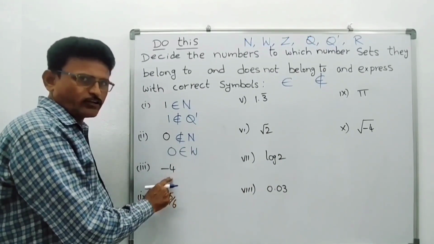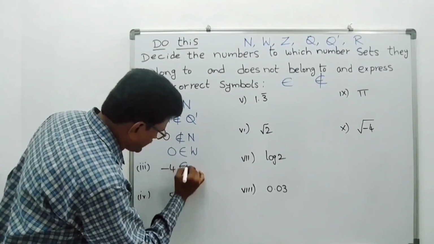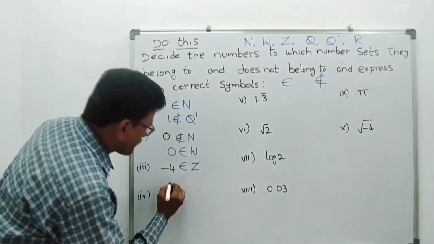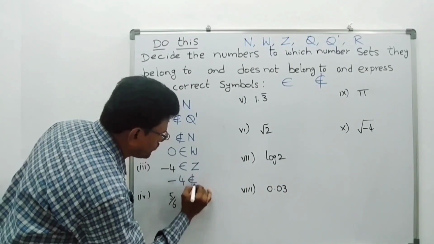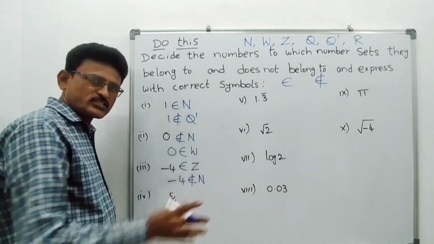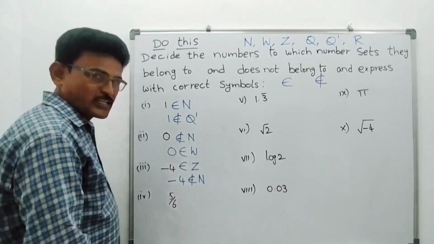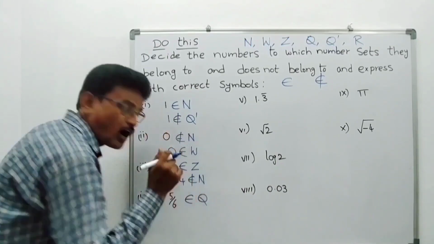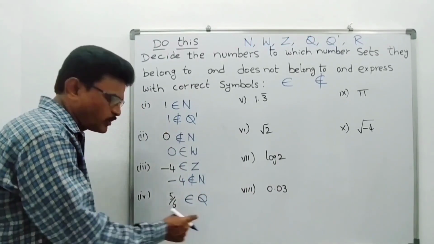Minus 4. This is a negative number. This one belongs to Z, or you can write Q. Minus 4 does not belong to the natural number list. Minus 4 is not there in the natural number list. Now 5 by 6. It is a rational number. So 5 by 6 belongs to Q. You can write R also. 5 by 6 is a rational number, so it belongs to Q.